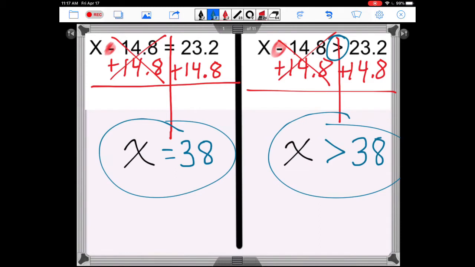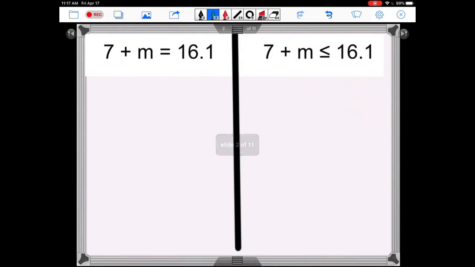That's our answer. Remember, what we have to do, we're working on doing the opposite. Okay? The opposite of subtraction is addition. It's called inverse operations. Let's do another example. In this example, we have 7 plus m equals 16.1, or 7 plus m is less than or equal to 16.1. We're going to solve these the exact same way.